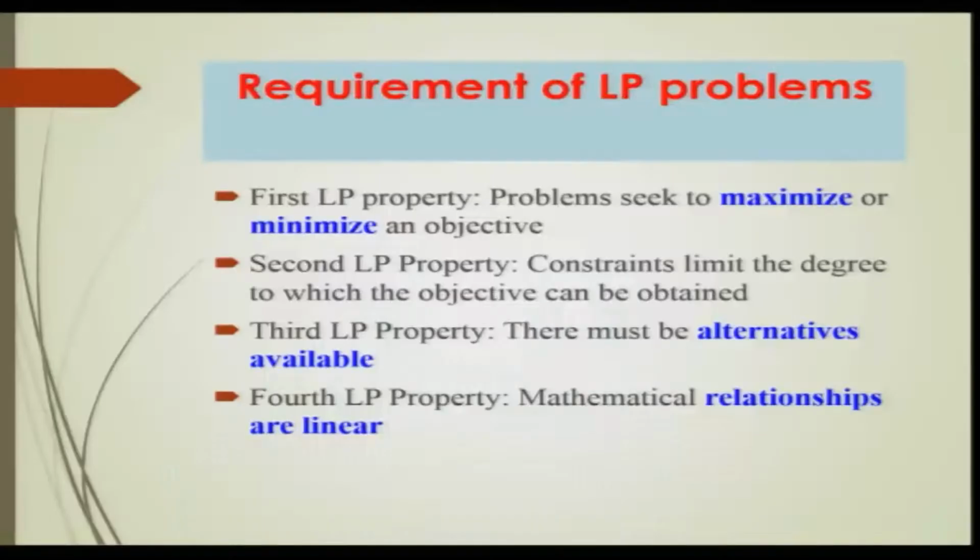The second linear programming property is the constraints. The constraints can be, if I have, say for example, 8 hours of working time for any human being in the factory, obviously I cannot utilize him or her for more than 8 hours. Or say for example, the capacity of the raw materials which I have purchased is only 240 liters per week. So, obviously, I cannot manufacture any product whose utilization of that material is more than 240 liters.